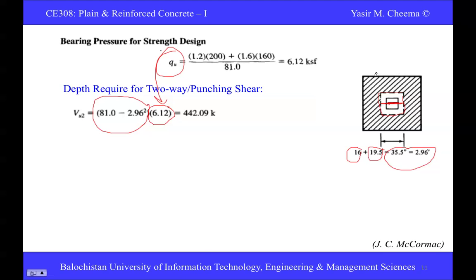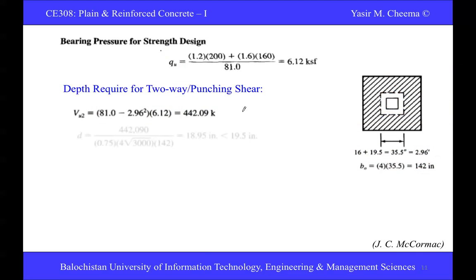Actually this is the whole footing. This dimension of the footing is 9 feet, so the area of this square is 81 square foot. Then we have to subtract the shear area, the failure area, which is 2.96 squared. So the hatched area times Qu comes to be 442 kips. This 442 kips. Now we have to check for the effective depth.